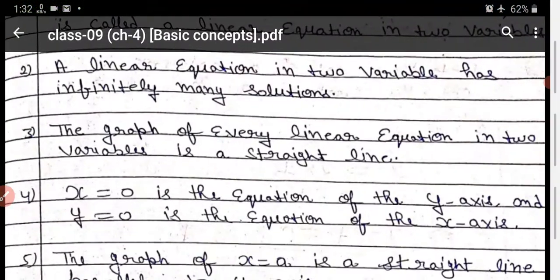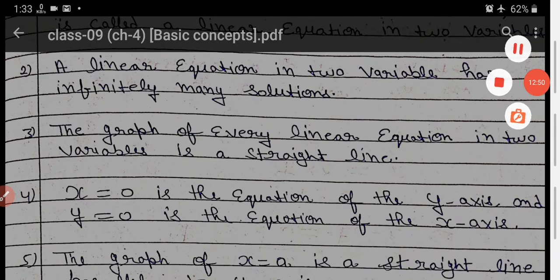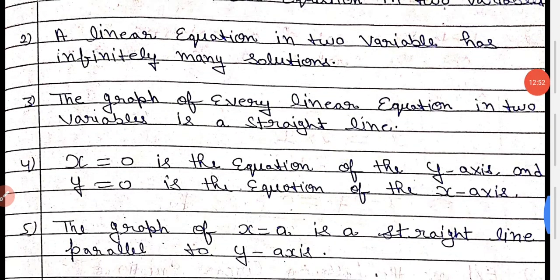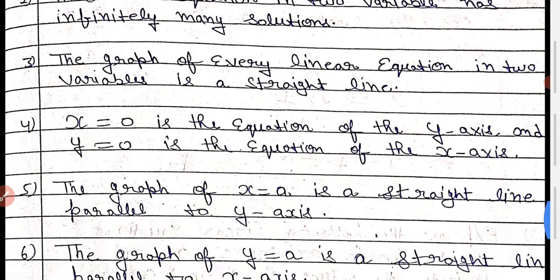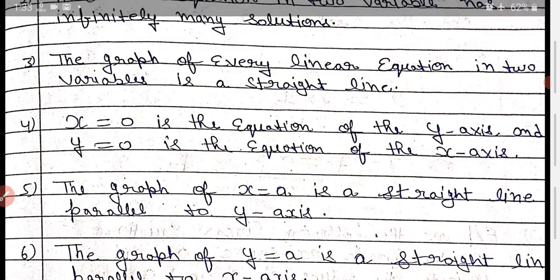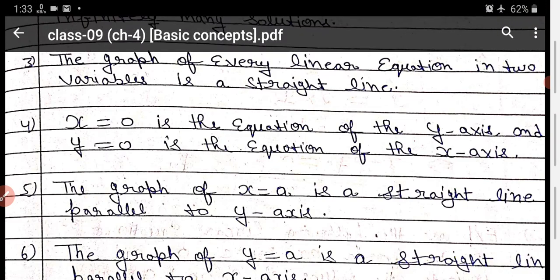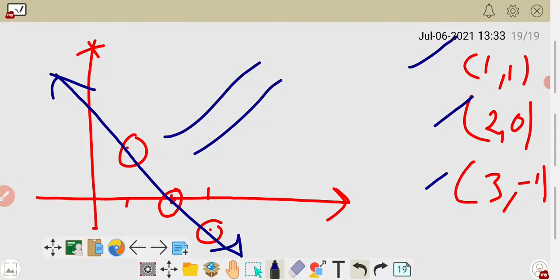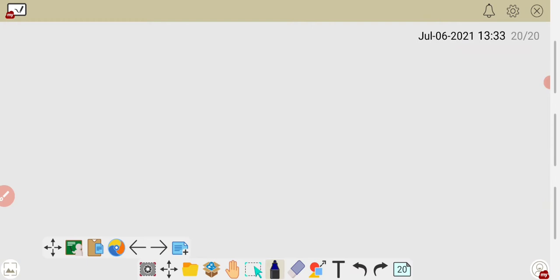Now come on to the next concept. Next concept is: x is equal to 0 is the equation for the y-axis, and y is equal to 0 is the equation of the x-axis. It is a basic question. Sometimes it can be asked as a multiple choice question, 1 mark question, and in Viva also you can find that question. It is a very simple one. You can just learn it.